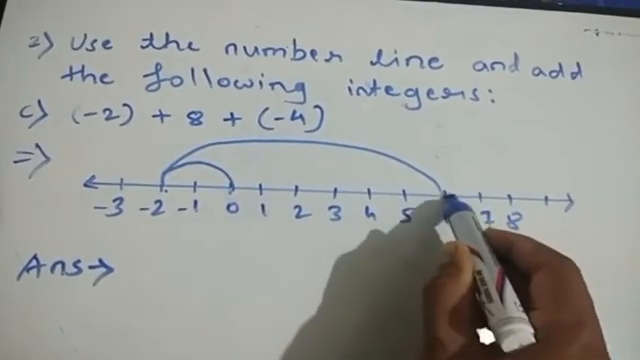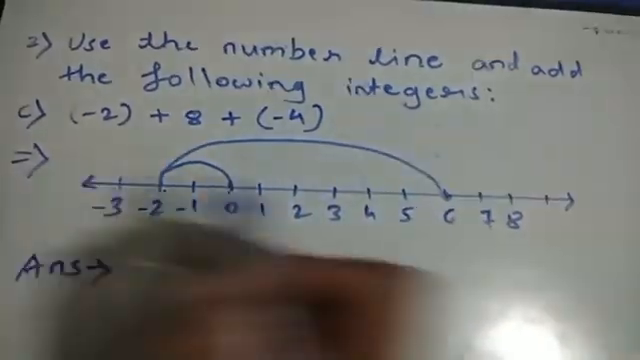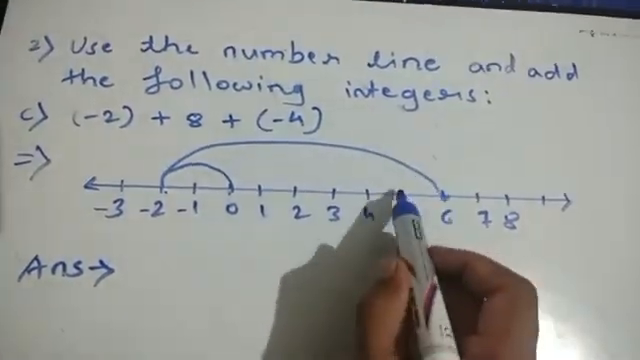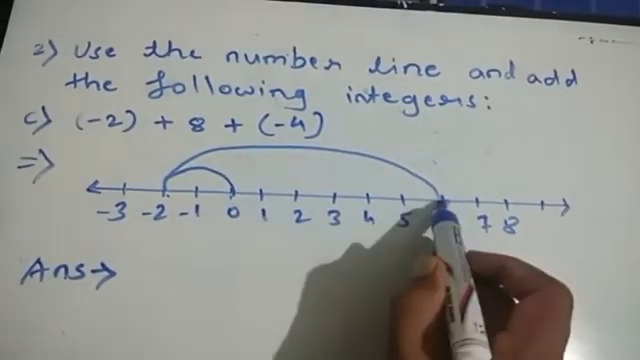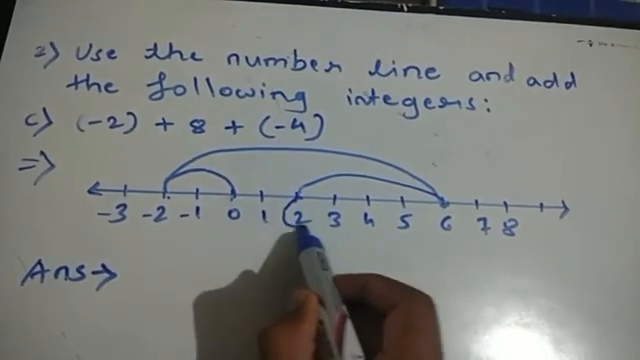And now in that we need to add minus 4. So minus 4 means again we need to move towards the left-hand side. So start from 6 and make 4 jumps towards the left-hand side. 1, 2, 3, 4. So where will we reach? We will reach at 2. So what will be the final answer? Answer will be plus 2.